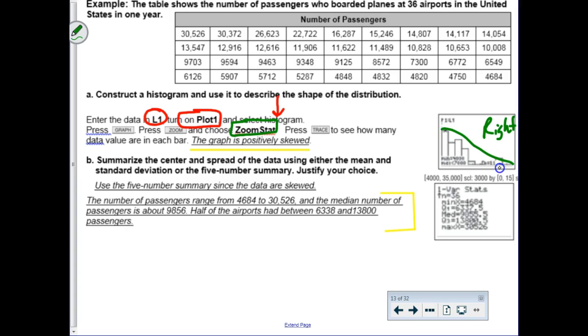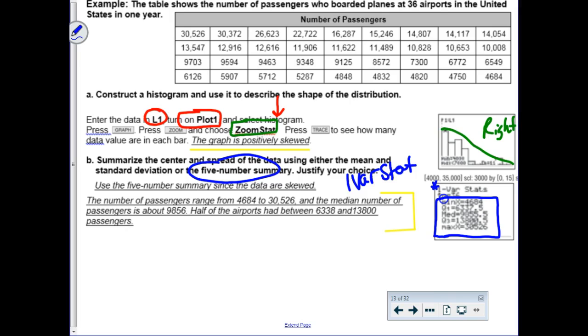Definitely not symmetrical. They're calling it positively skewed because those would be the positive values going that way. So they said because it's skewed, I cannot look at the mean and standard deviation as a good measure. So instead, let's get the 5-number summary. After they went to one variable stat, maybe highlight that part for your homework. So a 5-number summary because it's skewed, and then one variable stat. They're looking at min, Q1, median, Q3, and max.